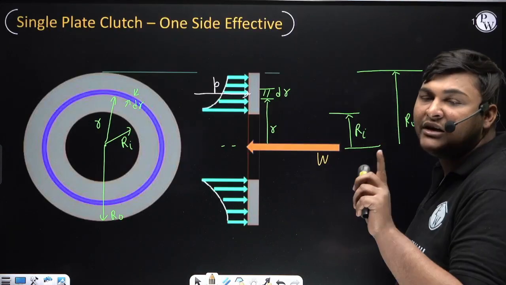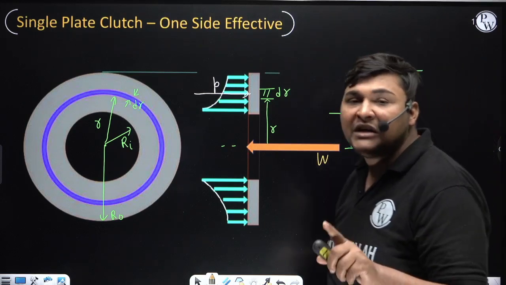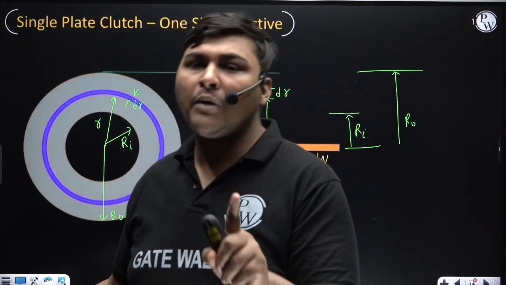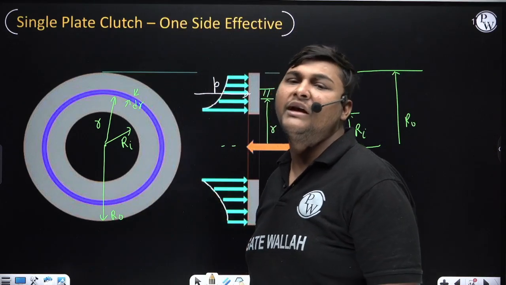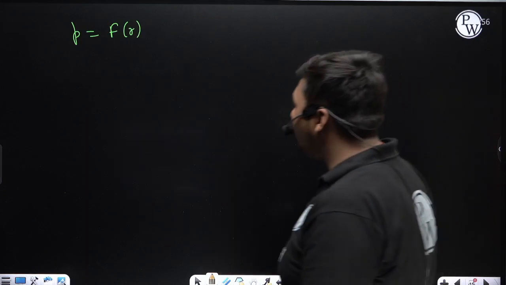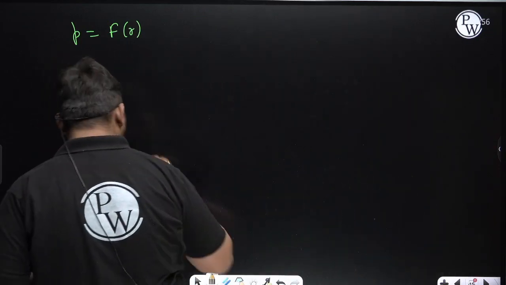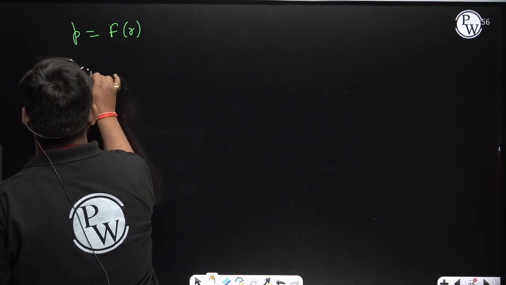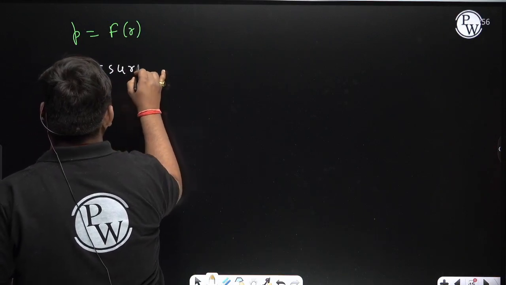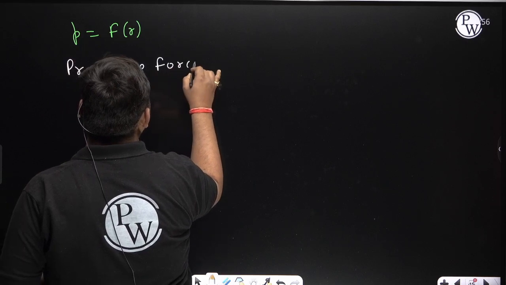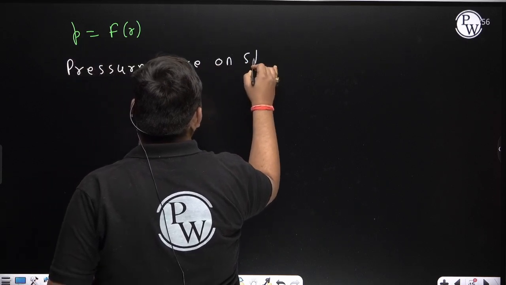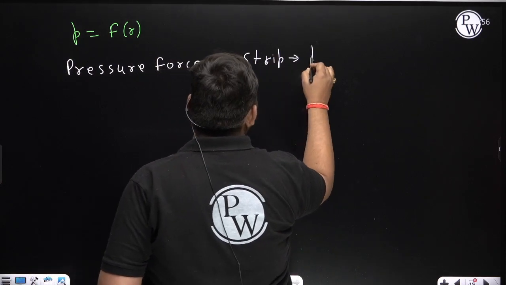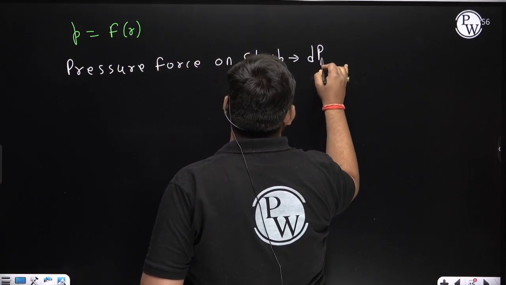If the pressure at radial distance r is small p, then we can easily calculate the pressure force over the strip, because for a strip we can assume pressure is constant. If pressure is constant, then pressure force is pressure into area. To calculate the total pressure force, first we calculate the pressure force on the strip.